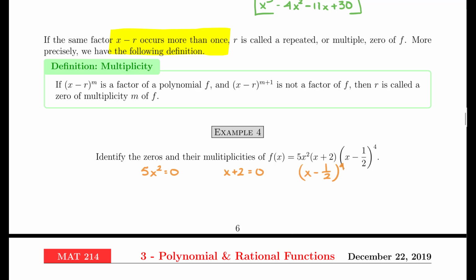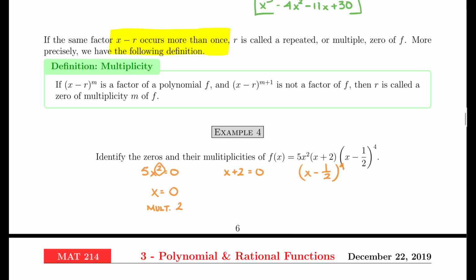Okay. On the first factor here, we know that x has to be equal to 0. And we can also see that this has a degree of 2. So it has a 0 of 0, and it has a multiplicity of 2. So that means this graph does something that we're going to talk about tomorrow at 0 that's kind of important based on the fact that it has a multiplicity of 2.